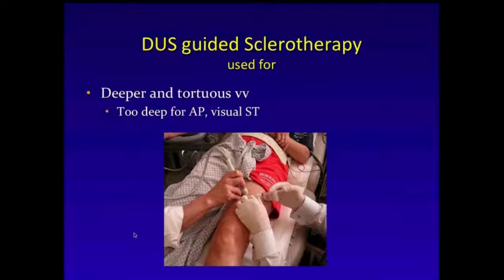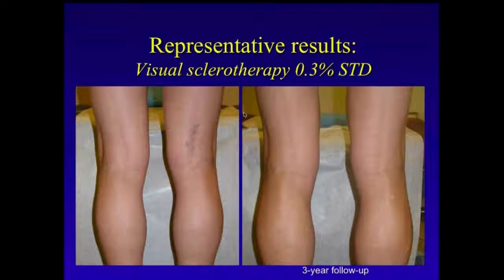You can use ultrasound-guided sclerotherapy to treat deeper and tortuous veins that are too deep for phlebectomy and too deep for visual sclerotherapy, but veins that are not straight enough for thermal ablation. So here's some examples of patients that we've treated. Here's a patient with some spider veins on the back of her leg, and here she is after liquid sclerotherapy of a very dilute drug called sodium tetradecyl sulfate, a very dilute concentration. At 3 years, they're completely gone.